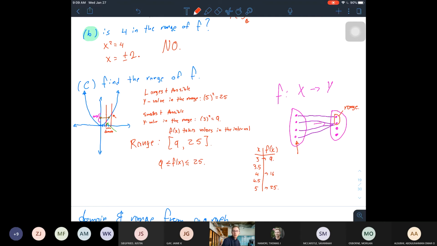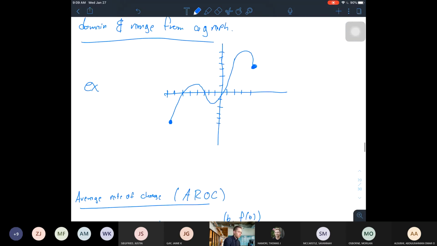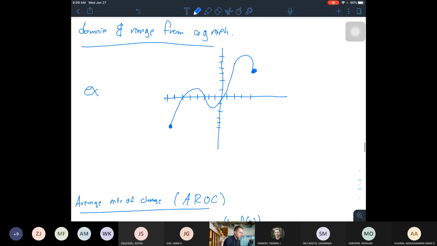Okay, great questions from everyone. Is there anything else that is on someone's mind? Okay, then we can go ahead and move on and talk about how to interpret domain and range from a graph.